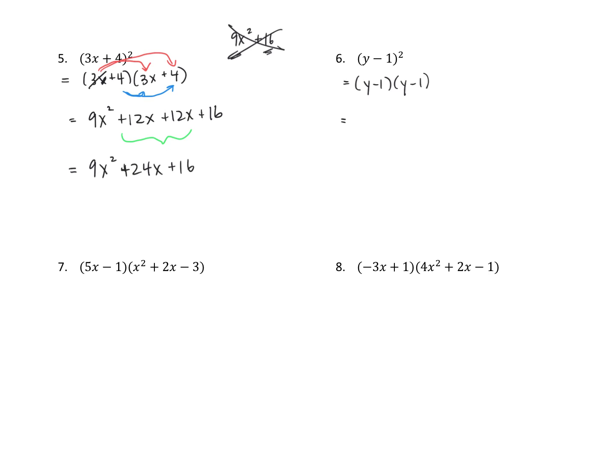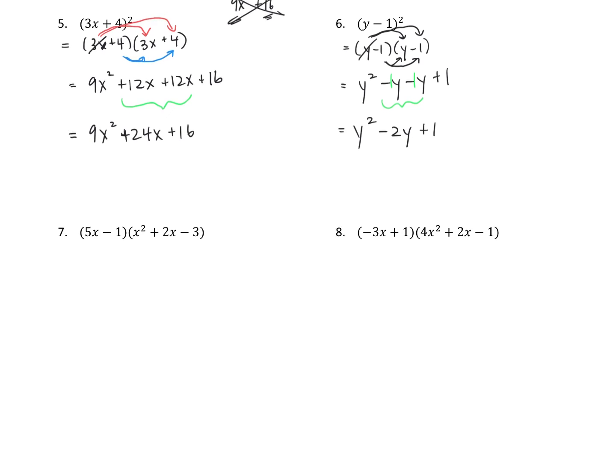So if I do that, I'm going to have y times y is y squared. y times a negative 1 is negative y. Negative 1 times y, negative y. And negative 1 times negative 1 is a positive 1. Again, I'm going to try to add like terms. These are the same sign, so they do not cancel out. So I have y squared. Remember that these are understood to be coefficients of 1. So a negative 1 and a negative 1 make negative 2. So negative 2y and bring down the plus 1. And that's it.